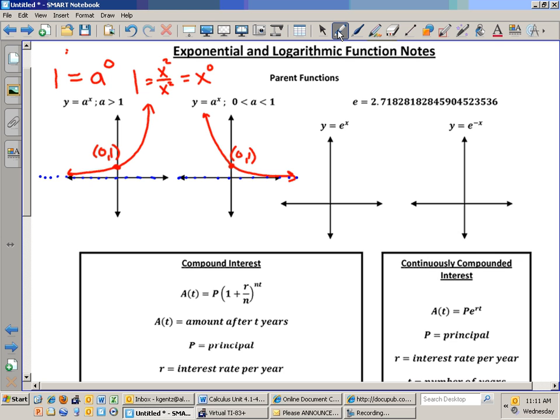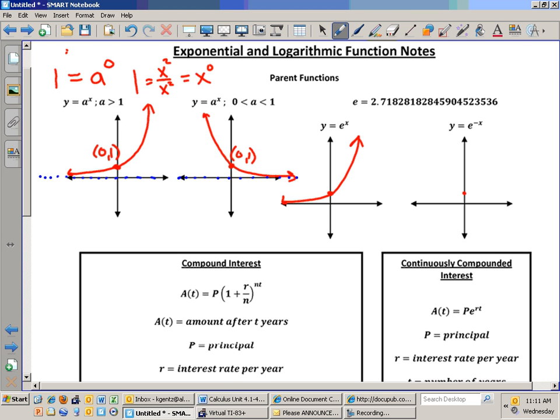Now, if I have y equals 2.71 to the x power, will that look like my first graph or my second graph? First graph, because e is greater than 1. So if you have y equals e to the x, it looks like that.